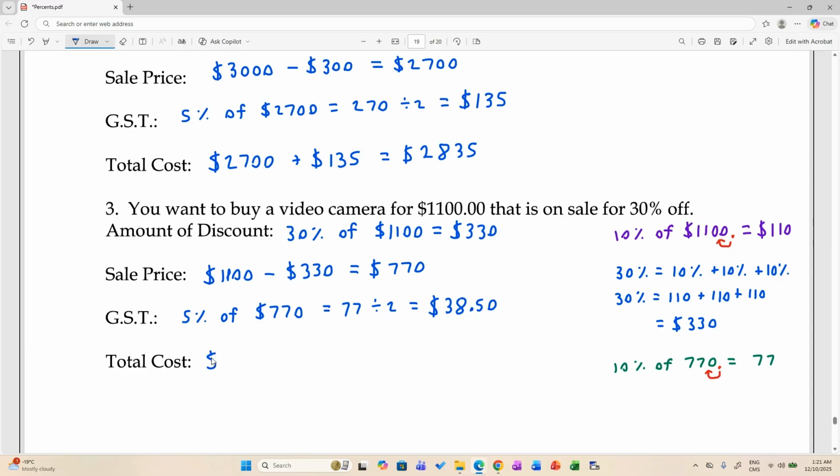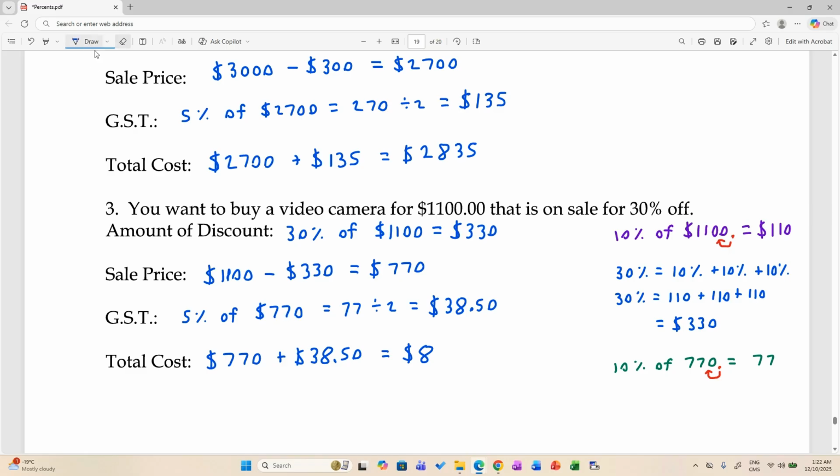Now I'm going to find my total cost. So my total cost is simply going to be my sales price after it's been discounted plus my GST. So let's add those together. $770 plus $38.50. That's going to get me, let's do some thinking here. I believe it's going to be 800 and $8.50. So my total cost should be $808.50.